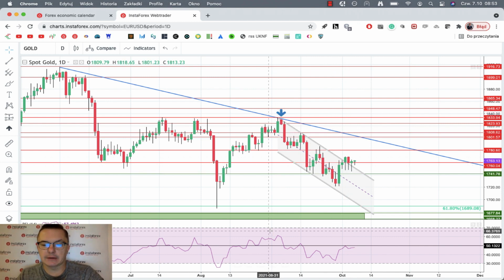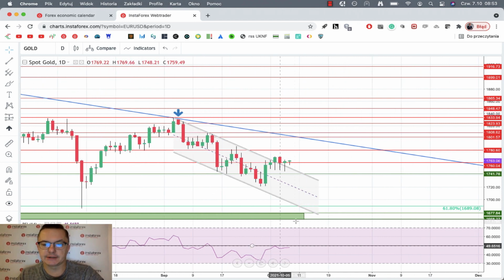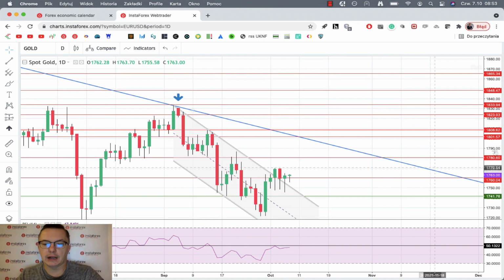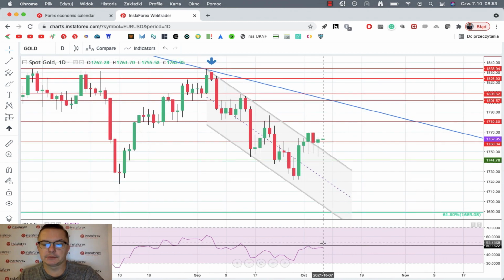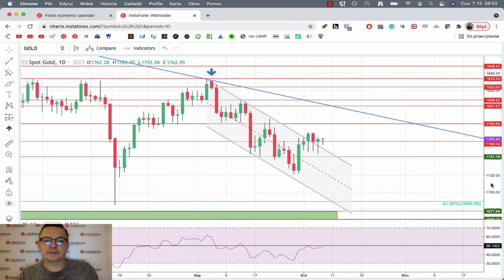These long down shadows might suggest that the market is ready to move higher, but it looks like the momentum is still below the level of 50. This is negative momentum approaching the neutral level from below. So the next target, of course, 1,780, maybe 1,800 will be sooner or later tested by the bulls.